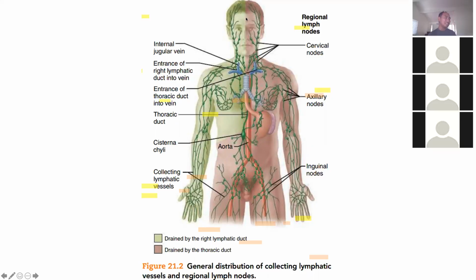So the left side of the head and neck, face, head, neck, and the left thorax, left upper limb, plus the rest of the body, they drain their lymphatic system, drain finally into the left side. So that is the difference. I want you to remember that the lymphatics for the right side of the face, right side of the neck, head and neck on the right side, upper limb, and right thorax go into the venous system in one different way, and the rest of the body has a separate way. So I want you to remember that.